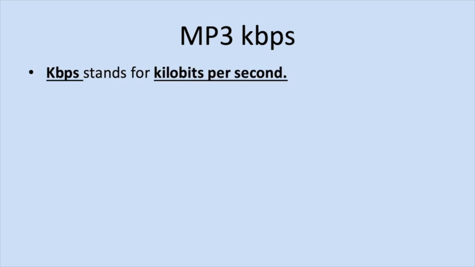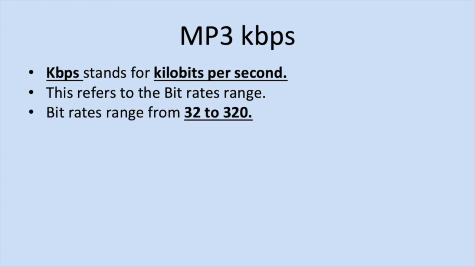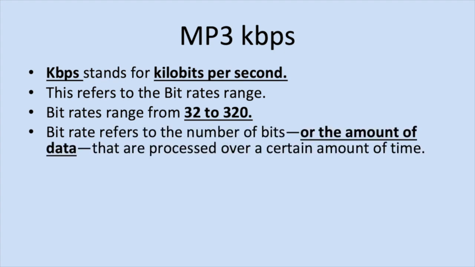kbps. kbps stands for kilobits per second. This refers to the bit rate range. Bit rates range from 32 to 320. Bitrate refers to the number of bits or the amount of data that are processed over a certain amount of time.